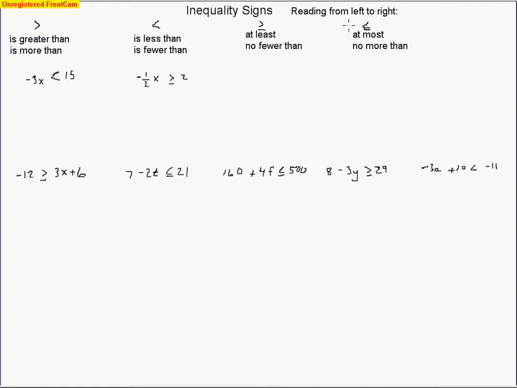Here again, we're reading from left to right, so it's open to the right here. And so we would say at most or no more than. Less than or equal to is typically not a term that they use. So here we have negative 3x is less than 15.